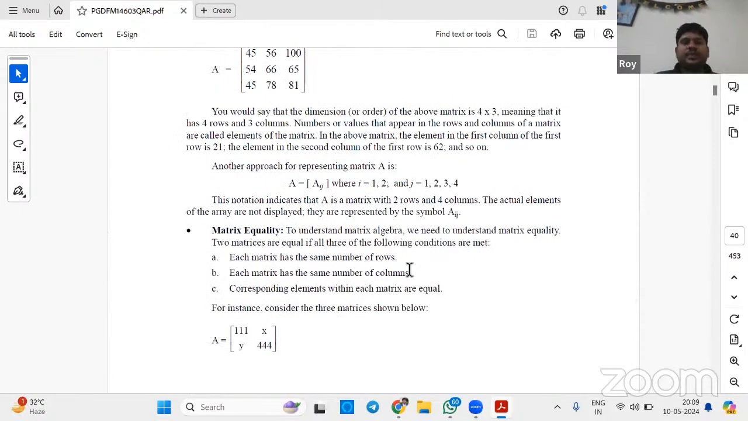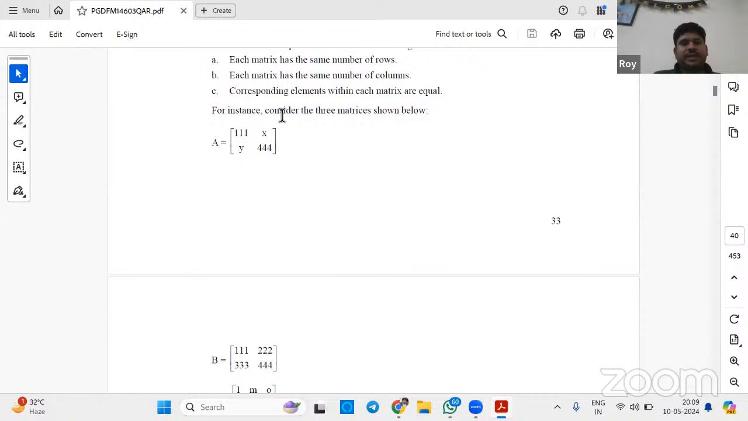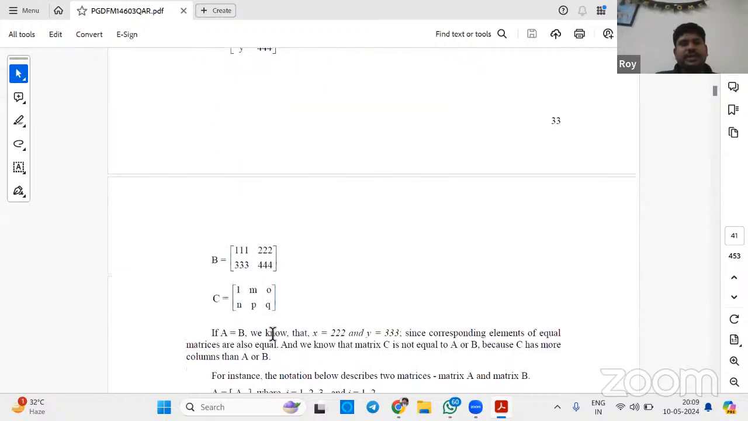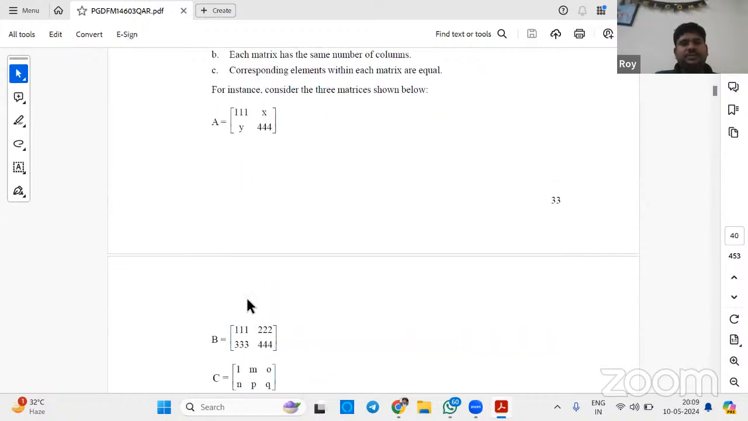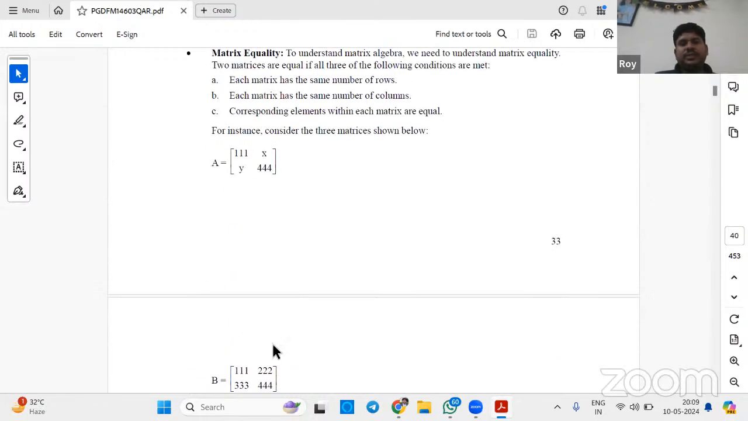If two matrices are equal, whether square matrix or whatever matrix, when we are comparing both matrices, if I take A is equal to B, what is the X value? X is equal to 2, right? What is the Y value? Y is equal to 3. See, because this is a 2 by 2 matrix, and this is also a 2 by 2 matrix. When I say A is equal to B, you can equate these corresponding values.